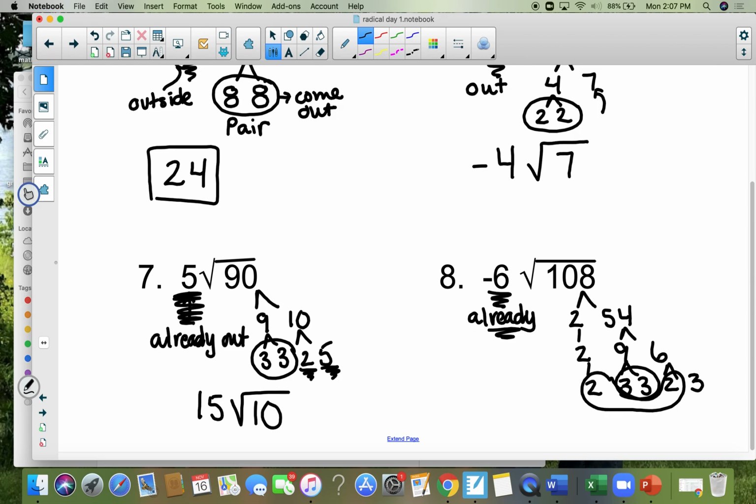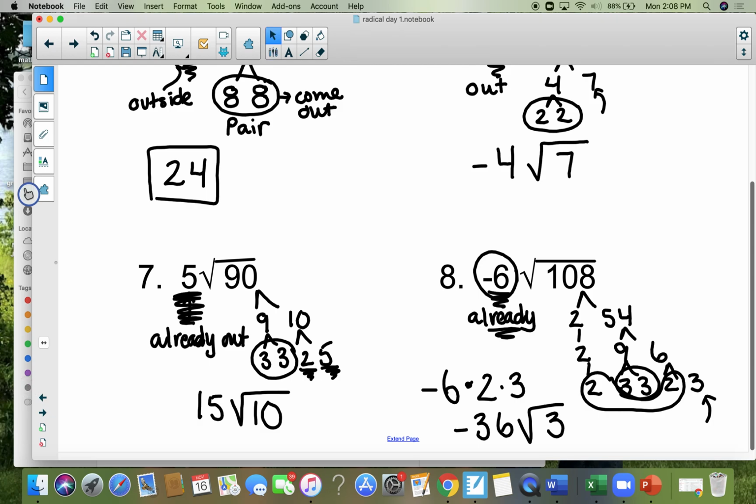Do you see that there's a pair of 3's and a pair of 2's? A -6 is already outside. He's already outside. A 2 can come join him, and a 3 can also join him. So altogether, a -36 is going to be outside. Notice that this little guy doesn't have a pair. He has to stay inside. Only pairs can come out and join what's already outside already. So that's all for the worksheet for Radical 1.